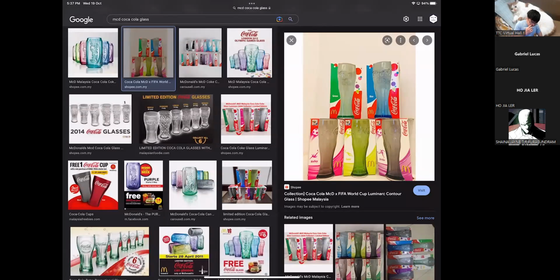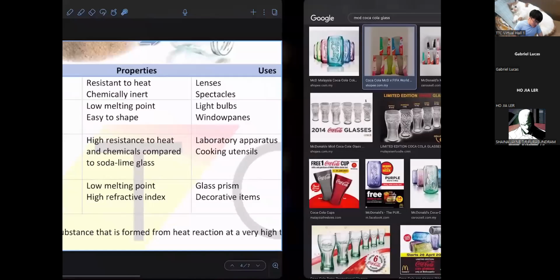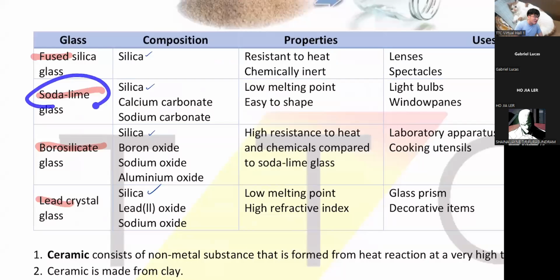Since McDonald's is giving you this for free, do you think they use good quality glass? No, they just use this type of glass. We call it soda lime. This is the cheapest glass. Why is it cheap? Because it's very easy to break. It has a low melting point, but the good thing is it's easy to shape. You can shape that into anything you want. That's why the McDonald's cup looks like a very fancy shape. But the bad thing is they will break very easily.